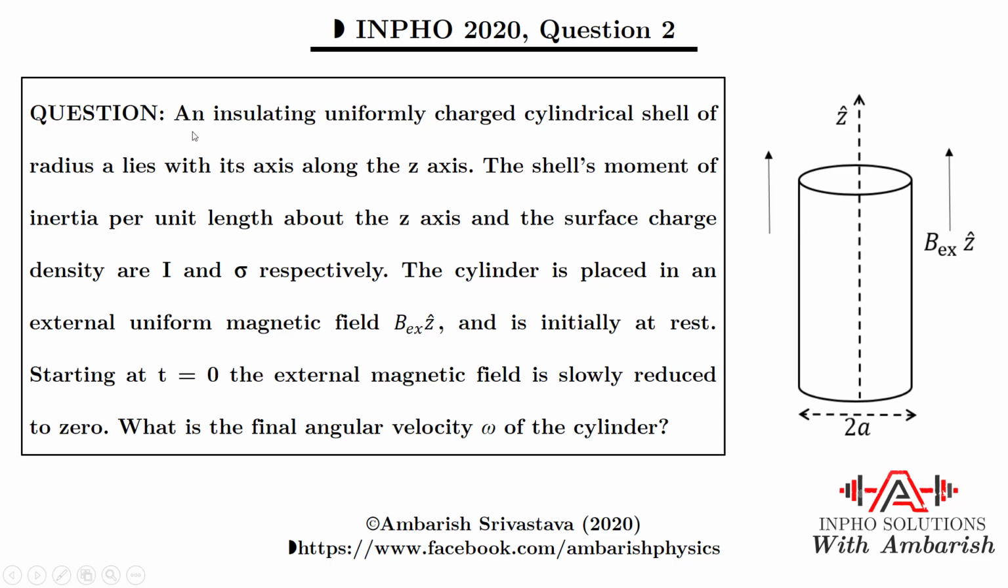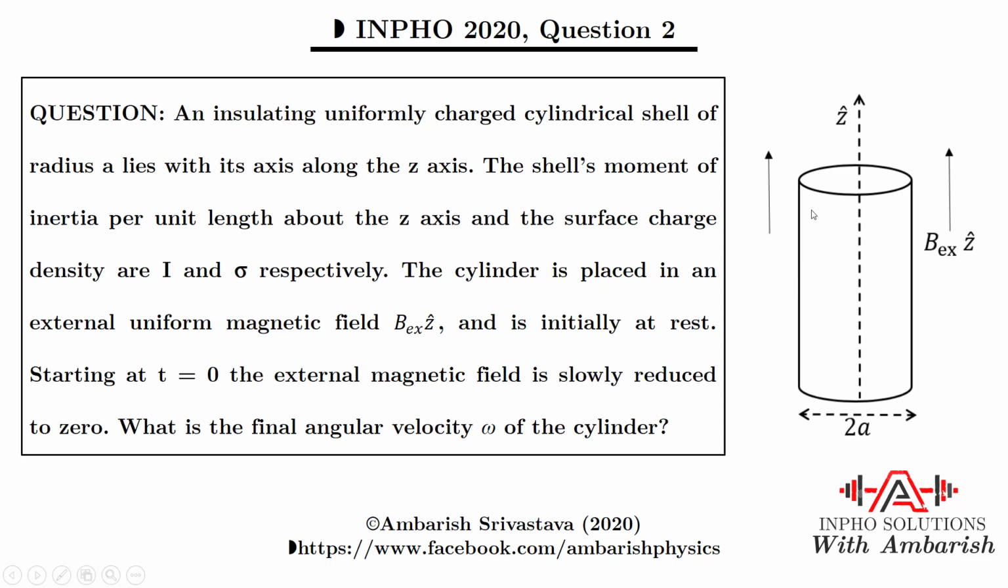So what's the question? An insulating uniformly charged cylindrical shell of radius a lies with its axis along the Z axis. The shell's moment of inertia per unit length about the Z axis and the surface charge density are I and sigma respectively. The cylinder is placed in an external uniform magnetic field B x cap and is initially at rest. Starting at t equal to 0, the external magnetic field is slowly reduced to 0. What is the final angular velocity omega of the cylinder?